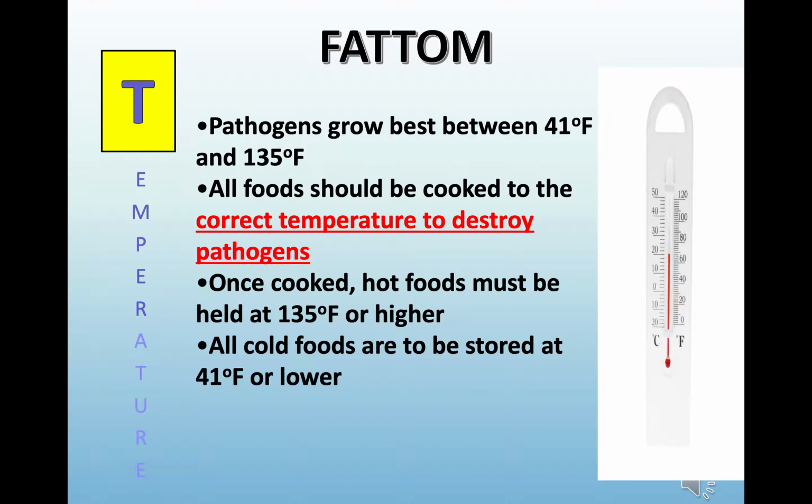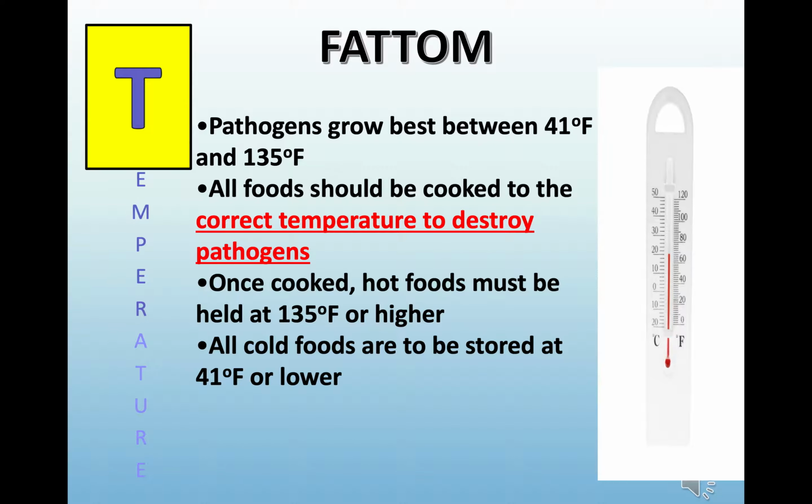The fourth condition of FAT-TOM is temperature. As we mentioned already, pathogens grow best in the temperature range between 41 degrees Fahrenheit and 135 degrees Fahrenheit. This zone is also known as the danger zone. Foods need to be cooked to an appropriate temperature to destroy any pathogens that may be present. Once foods are cooked, they should be held at 135 degrees Fahrenheit or higher. Cold foods should be held at 41 degrees Fahrenheit or below.